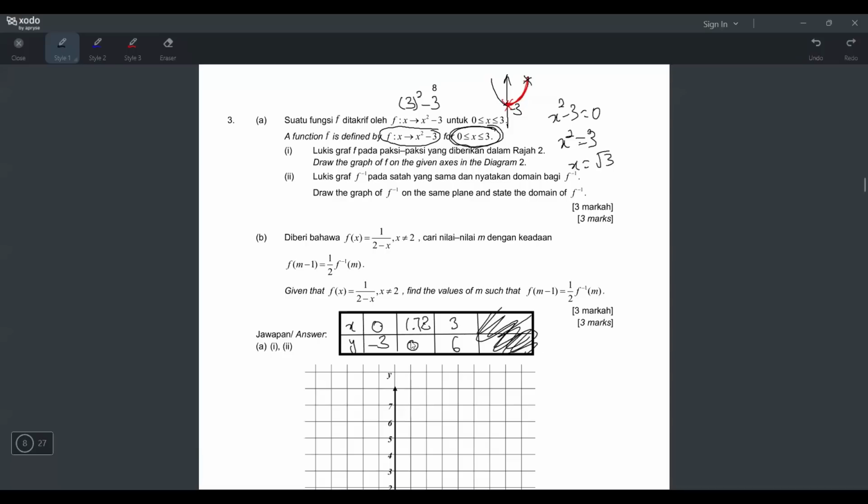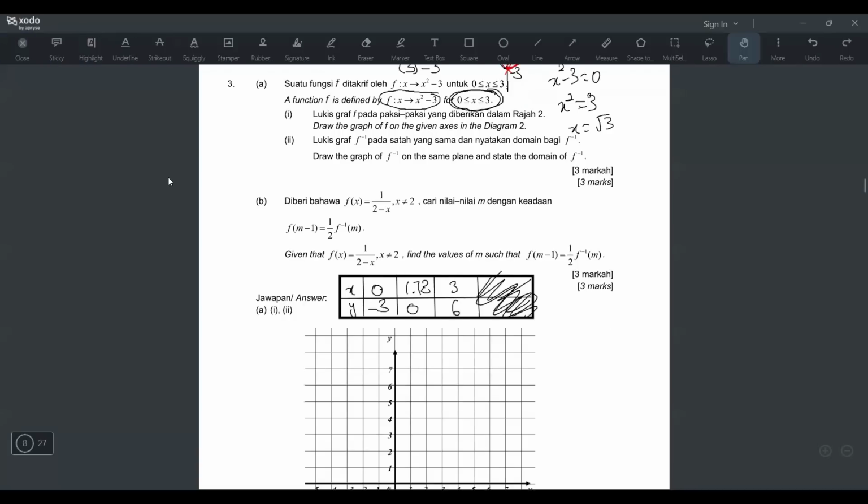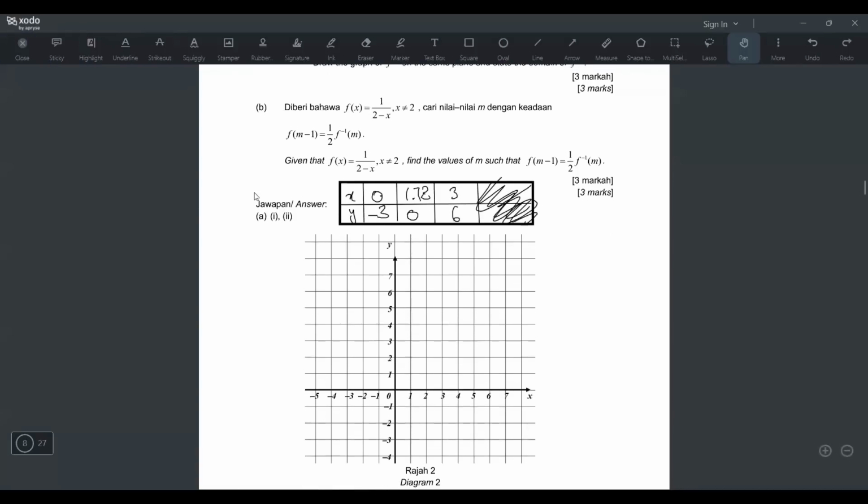Okay, we already have all our important points, right? So what are the important points? The starting point, the ending point, the x-intercept, the y-intercept, and also the turning point, if it's a quadratic. If the equation has power 2, then you should always find the turning point. All right, now let's plot all these points.